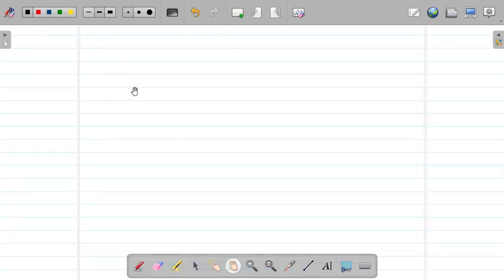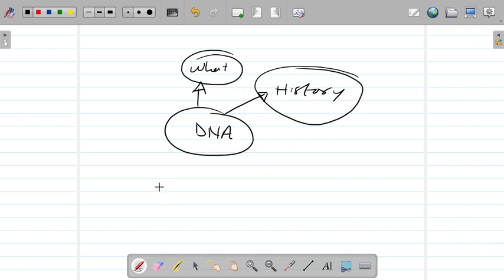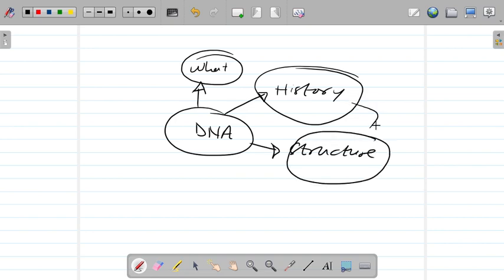So the lesson on DNA is divided into what? We will look at what DNA is, and its history, how we came to know about DNA, which is interesting. Then we will look at the structure, based on this history, which is the double helix.